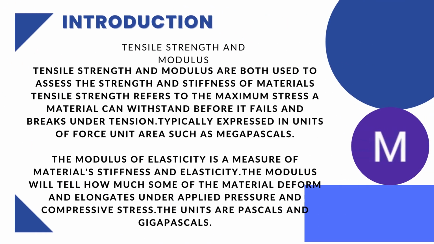For tensile strength and modulus: tensile strength and modulus are both used to assess the strength and stiffness of materials. Tensile strength refers to the maximum stress a material can withstand before it fails and breaks under tension, typically expressed in units of force per unit area such as megapascal.